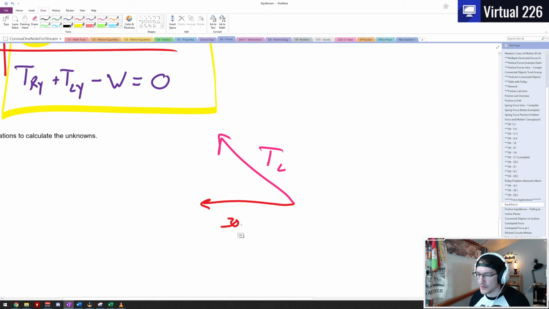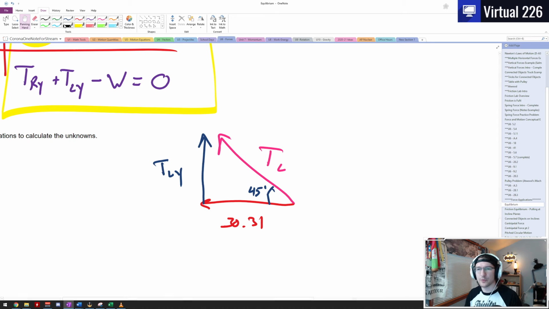Which we just found to be 30.31. And then this is the left Y component. And we know that this right here is 45 degrees. Okay, so let's see. If we want to solve for this here, this was our opposite, this was our hypotenuse, and this was our adjacent.